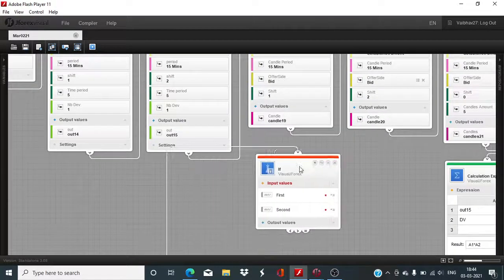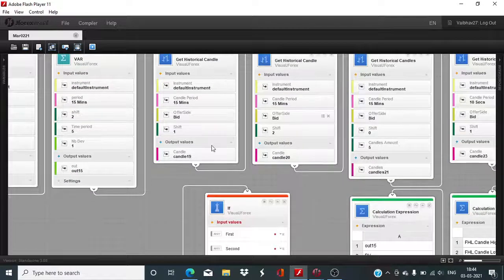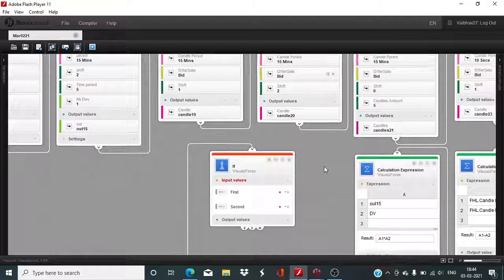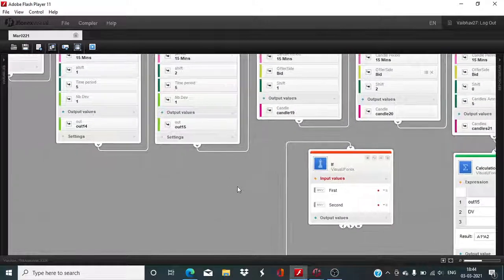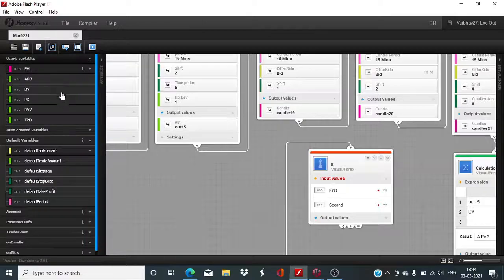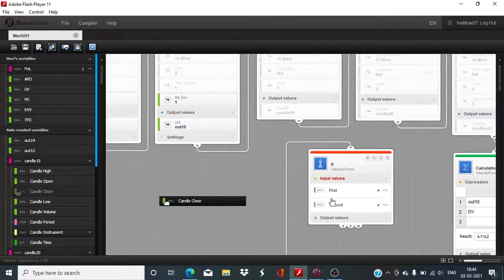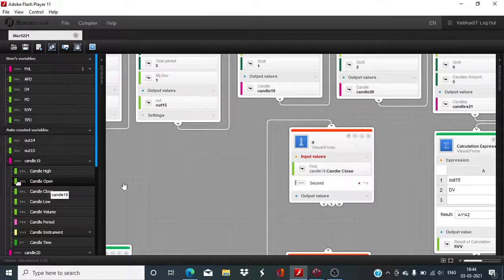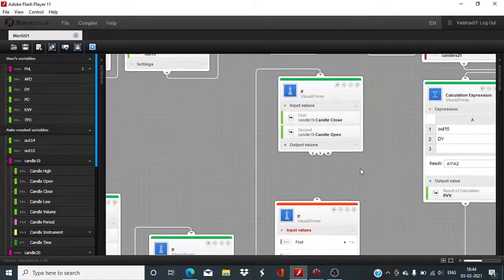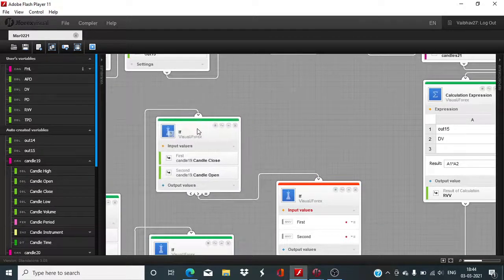And we also want that last 15-minute candle, which is candle 19, to have closed with gains. For that, we will need its closing value to be higher than its opening value. And for that, we will have to look at the auto-created variables. Candle 19's closing value needs to be greater than its opening value. First input greater than second input.